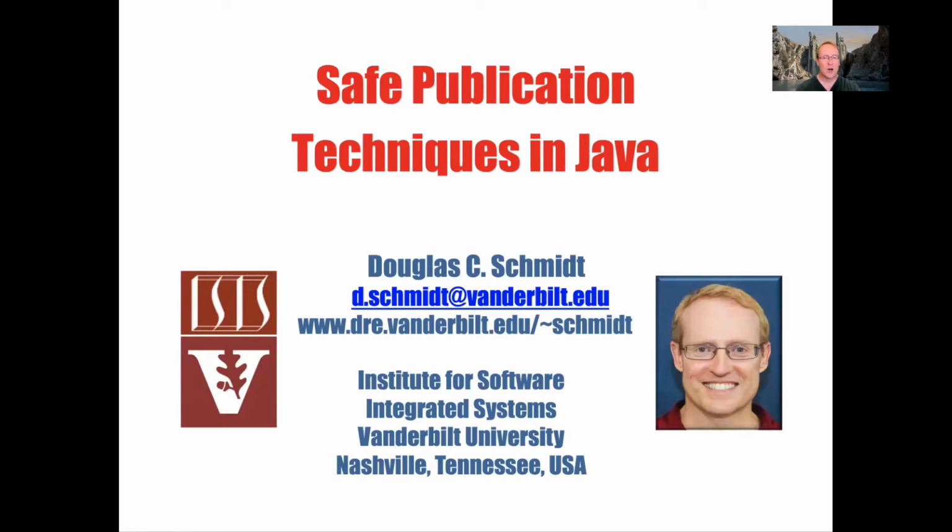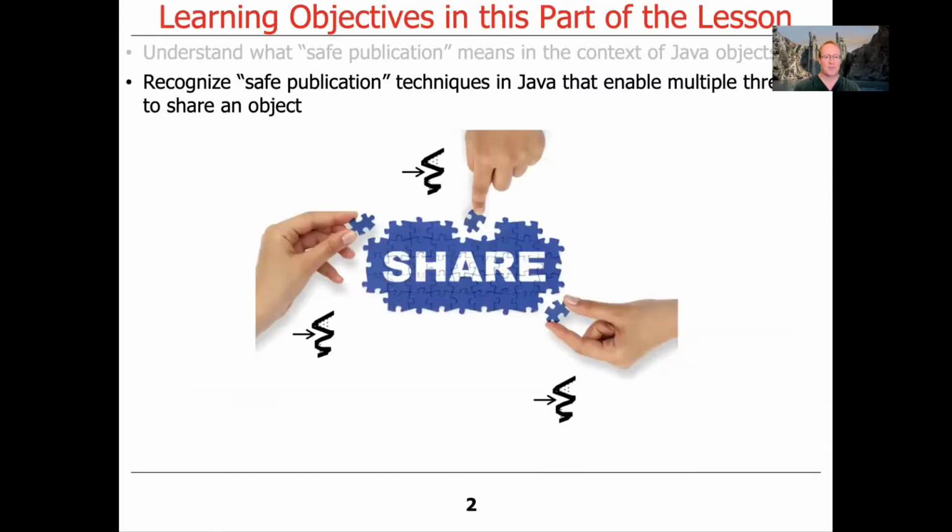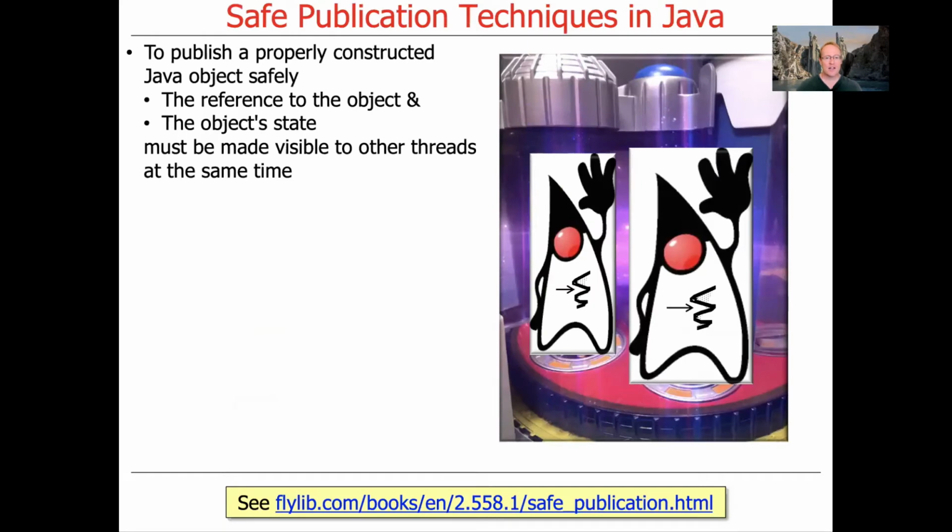So now that I've given you a quick overview of what safe publication is in general and talked about how you have to properly construct objects and make sure that their state, their fields, are correctly and safely published, let's take a deeper dive into different safe publication techniques that you can leverage in Java. And as you'll see, there's a bunch of different ways you can have multiple threads share an object and its state safely.